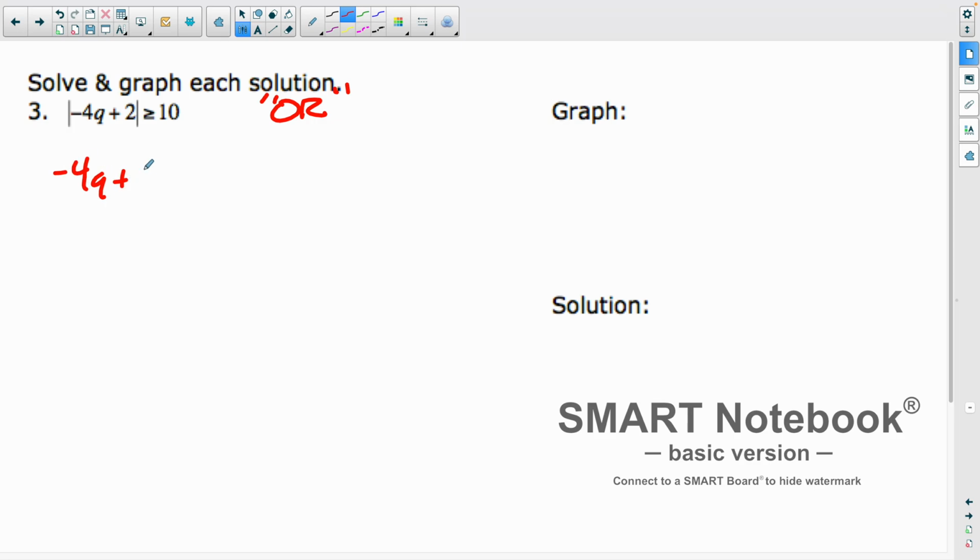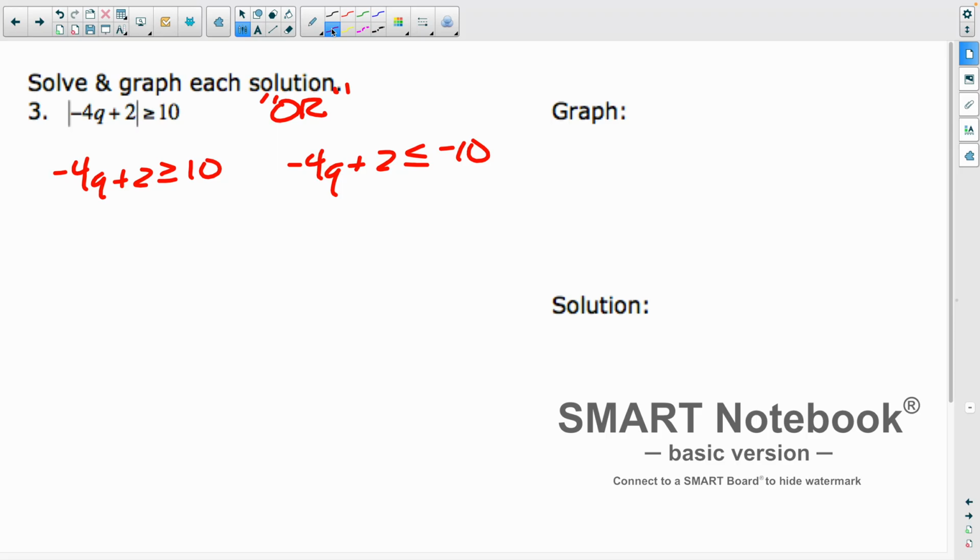Negative 4q plus 2 is greater than or equal to 10. So there's one of them. Negative 4q plus 2 is less than or equal to negative 10. So I split it. I had the absolute value by itself. I took the absolute value off and I rewrote it. Then I took the absolute value off and I flipped the symbol and I made it a negative. Everybody okay with what I have up there? Yes. All right.